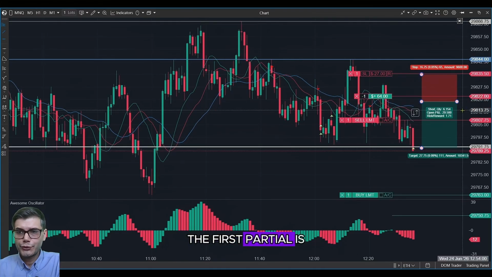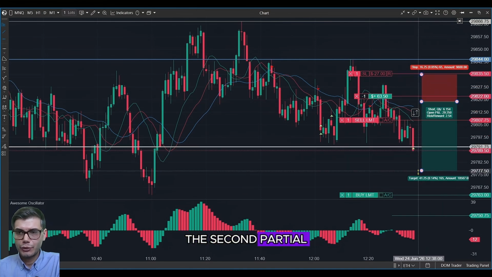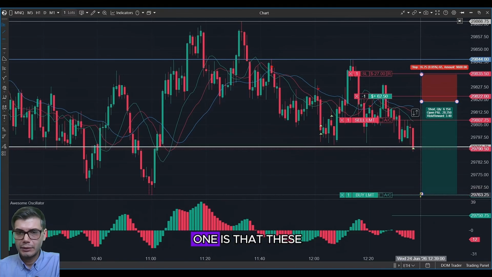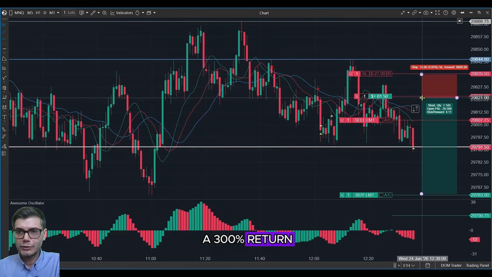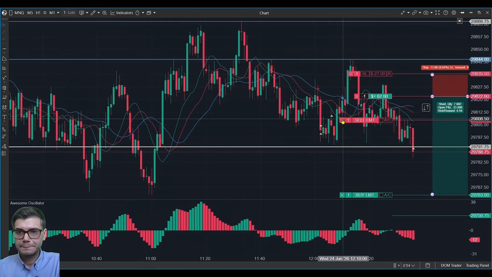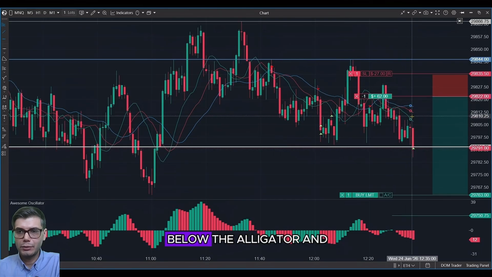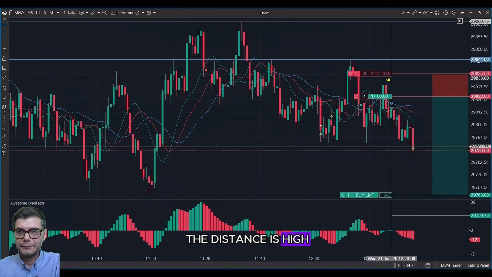The first partial is hit. That was 170% of the risk. The second partial, which is the last one, is that these lows would give us a 300% return. Actually, that would give us 450% return of our risk. Now we can minimize the risk because the price is below the alligator and the distance is high. We can move this stop to break even.